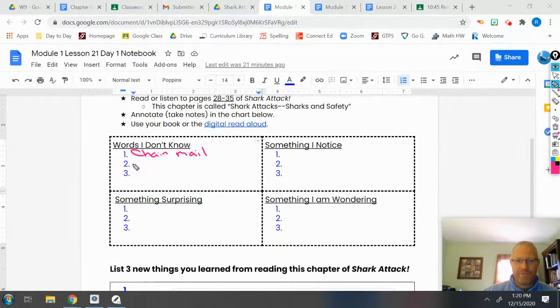If you can't think of one, go into the digital read aloud so you can see the book and find a word, or go back into my video to find a word while I'm reading. Something you noticed, you should have 2 things written here. Things you're wondering, at least 2 things here. Questions included, so these are like things you're wondering about. And then 2 things that you thought were surprising, like Valerie testing the suit out by getting bit by sharks. I think that's surprising. I also think that's crazy.